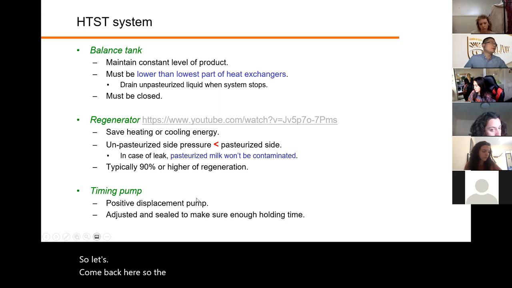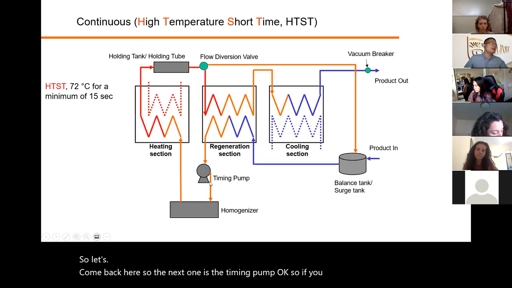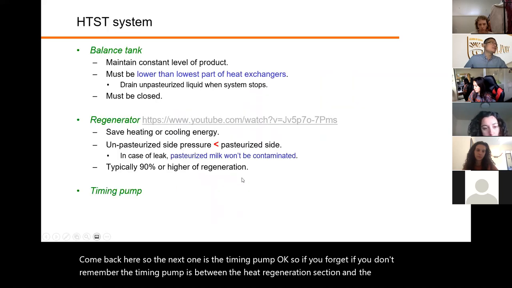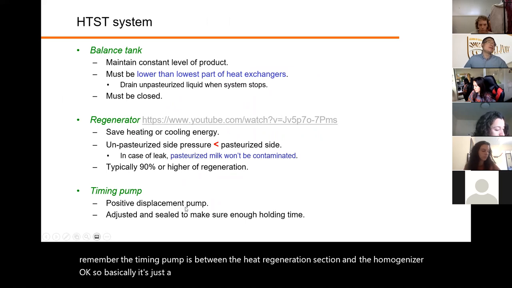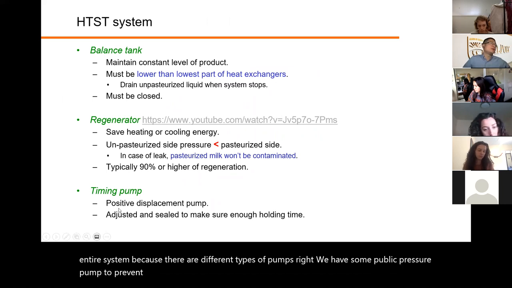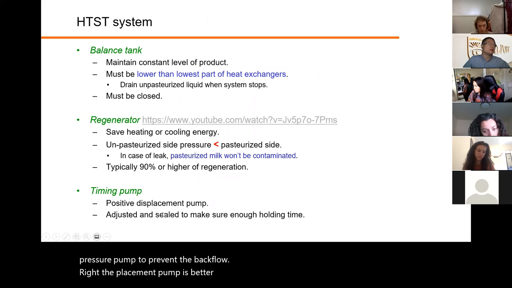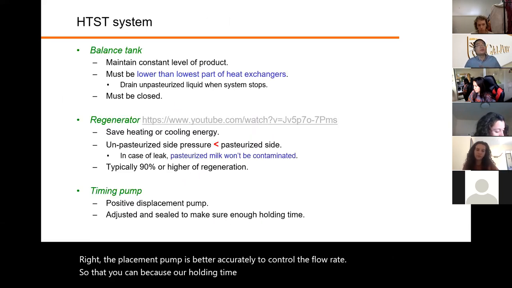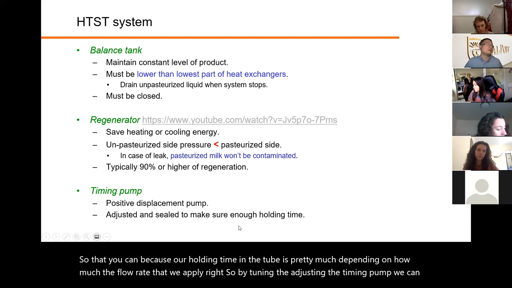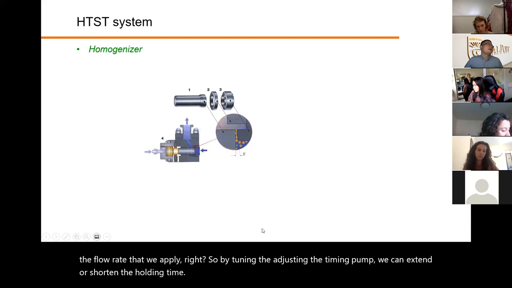Okay, so let's come back here. The next one is the timing pump. If you don't remember, the timing pump is between the heat regeneration section and the homogenizer, okay? Basically it's just a positive displacement pump that controls the flow rate of the entire system, because there are different types of pumps, right? We have some pumps, like a pressure pump, to prevent the backflow. The timing pump is better at accurately controlling the flow rate, because our holding time in the tube depends on how much flow rate we apply. So by adjusting the timing pump, we can extend or shorten the holding time.